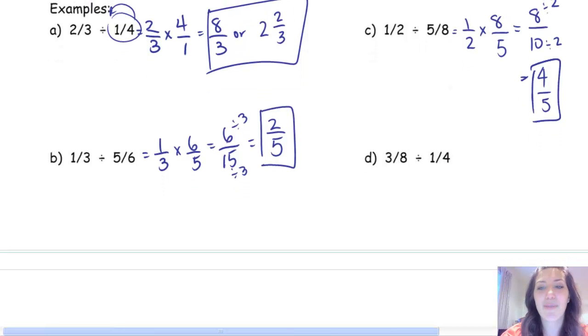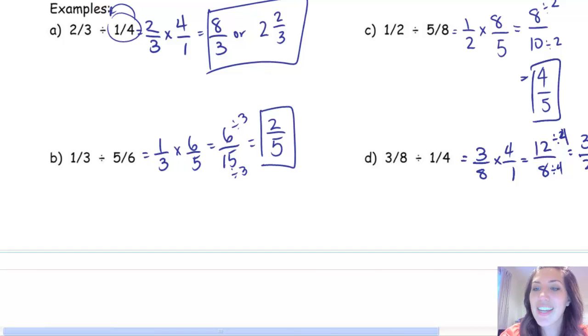And our last example on this page, 3/8 divided by a quarter could also be expressed as 3/8 times 4 over 1. 3 times 4 is 12, 8 times 1 is 8. Both 12 and 8 can be divided by 4. 12 divided by 4 is 3, 8 divided by 4 is 2, or you can say 3 over 2 as 1.5, because 2 goes into 3 one time for one whole number plus one remaining, same denominator.